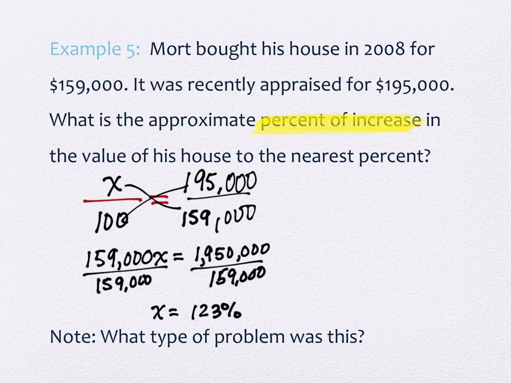Okay? So any idea what the 123% is actually going to need to do in order to give us the percent increase? Take away 100%, the cost of the house originally. The original cost of the house was 100%. The new cost of the house is 123%. So what's the cost of the increase or the amount of increase? 23%. So the amount of increase is 23%.